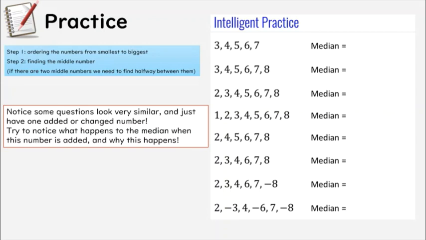Okay, doing the same thing, have a look at these questions. Can you find the median of the answers? Most of them have been quite nice and done step 1 for you and put them in the right order. Some of them haven't, so just be careful with that. And do the same as we did with the range. The similar questions, see how adding a number or changing a number affects the answer to the median. Pause the video now.